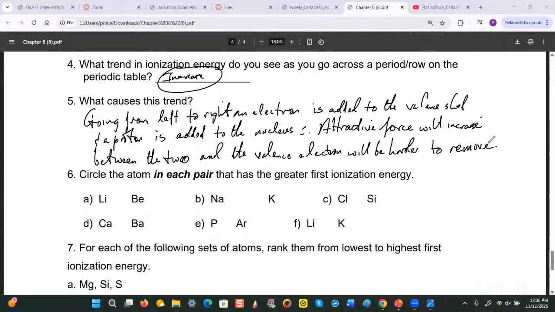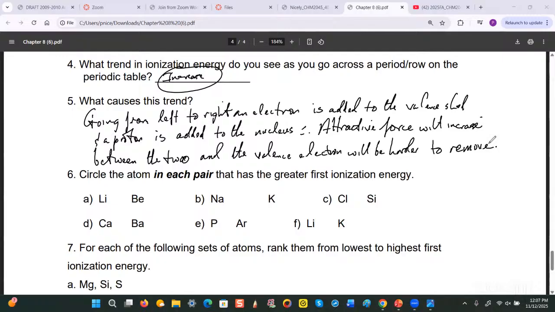So basically going from left to right, the changes that will occur in the atom is that you're adding one electron to the valence shell, you're adding a proton each time to the nucleus. Therefore, there'll be an increased attraction between the nucleus and the surrounding electrons, including the valence electrons, and therefore it becomes progressively more difficult to remove the valence electron, and therefore that's why the ionization energy increases going from left to right of any period. All right? Okay, so that answers that. So if you understand that, then you should be able to answer all of number 6, right?